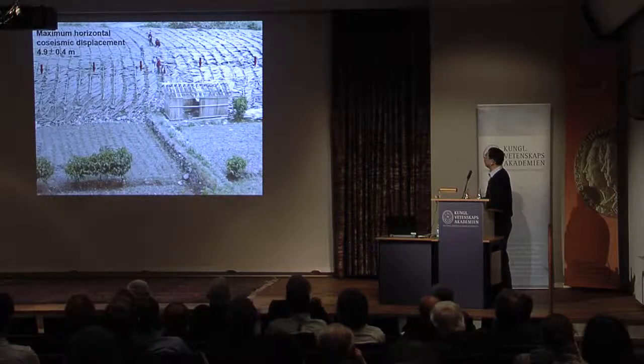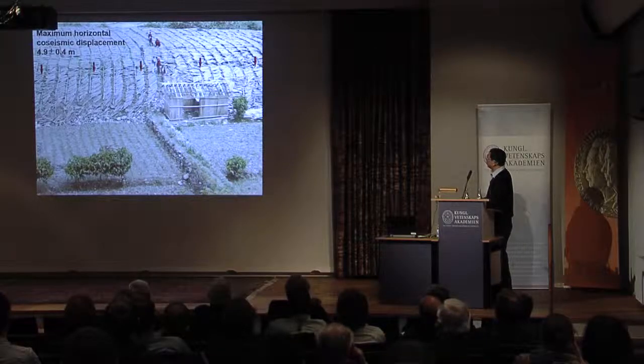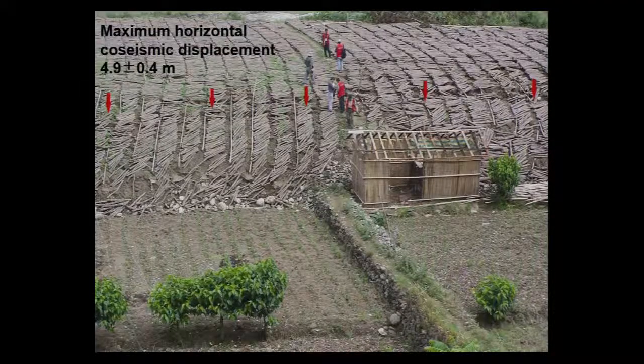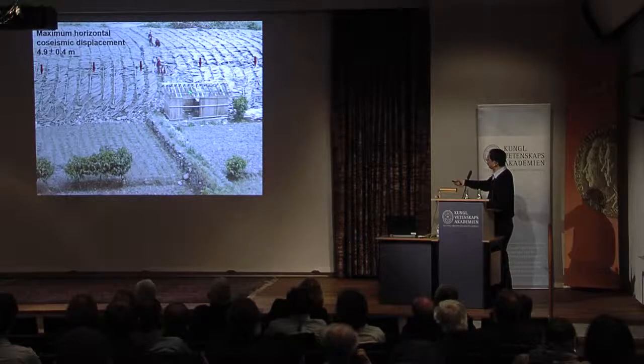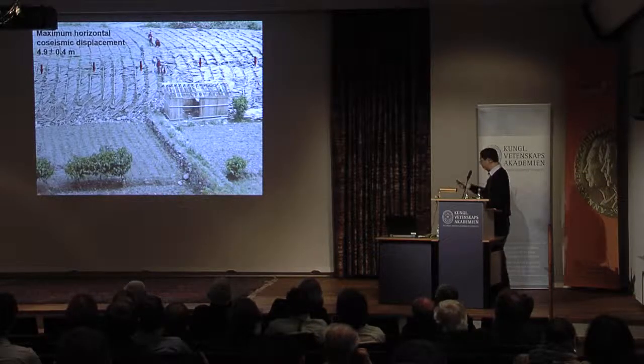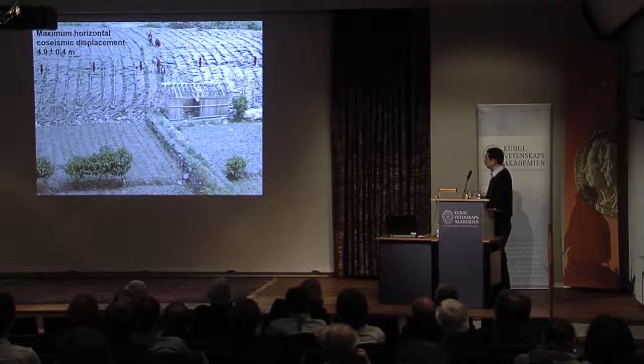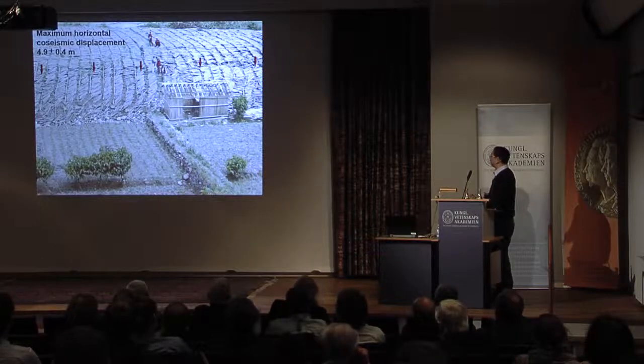And this is the maximum horizontal co-seismic displacement. This is a fungus farming field. Local people grow fungus in these woods. Before the earthquake, they made the farming wall straight, because all this is a straight line. And right now, the straight line has been displaced here, and we measured almost 5 meters. So the vertical displacement is almost twice the horizontal displacement.